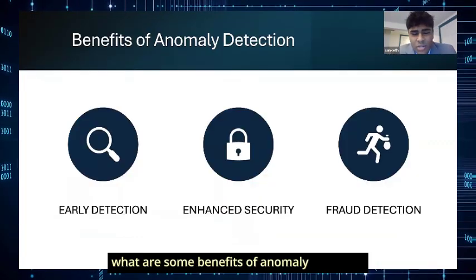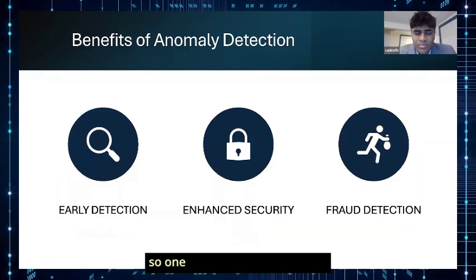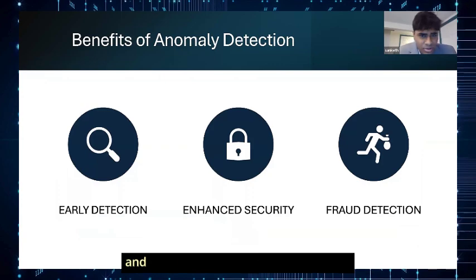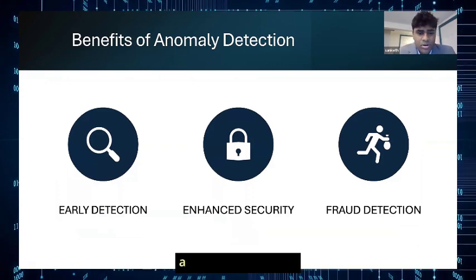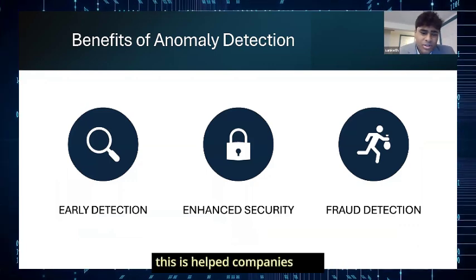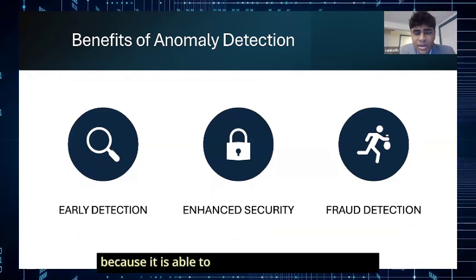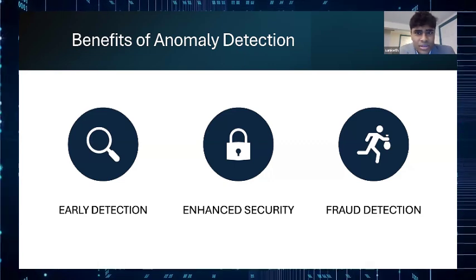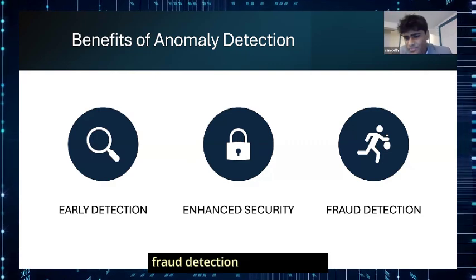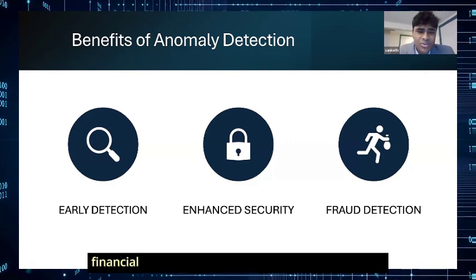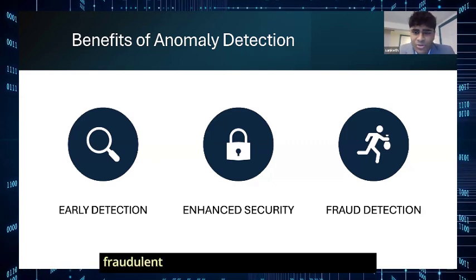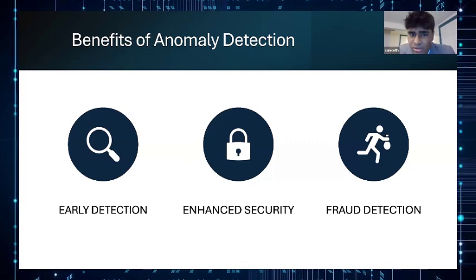What are some benefits of anomaly detection? So one benefit is early detection. This is detecting anomalies and ransomware before it becomes much of a nuisance. Enhanced security. This has helped companies a lot because it is able to identify patterns in networks and it tracks down ransomware. Fraud detection. So for example, financial institutions may employ anomaly detection to identify fraudulent transactions and suspicious activities. So that's one example.